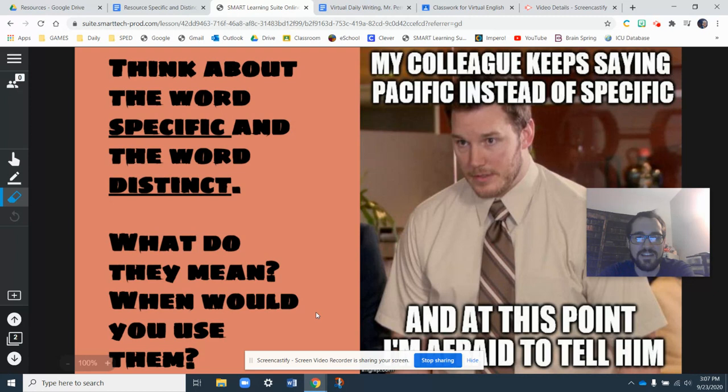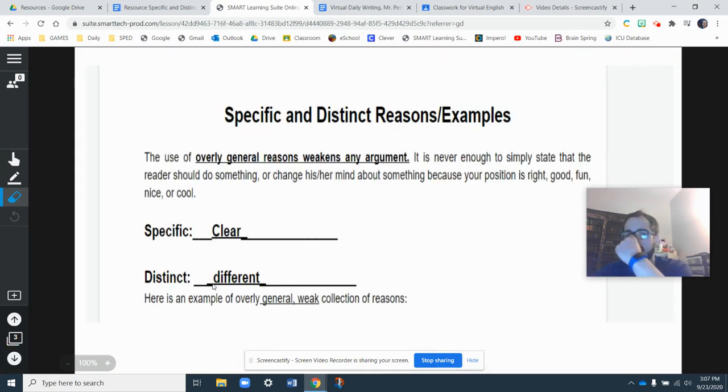What is the point? If you're going to give me a good reason or a good example of something, I want it to be specific and distinct. What exactly do these words mean? Think about that for just a second. As you keep going down to the next slide, you're going to get to this. This is what we're talking about, specific and distinct reasons.